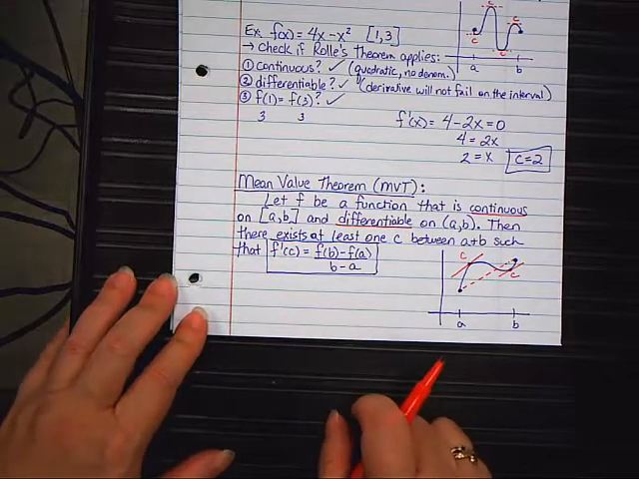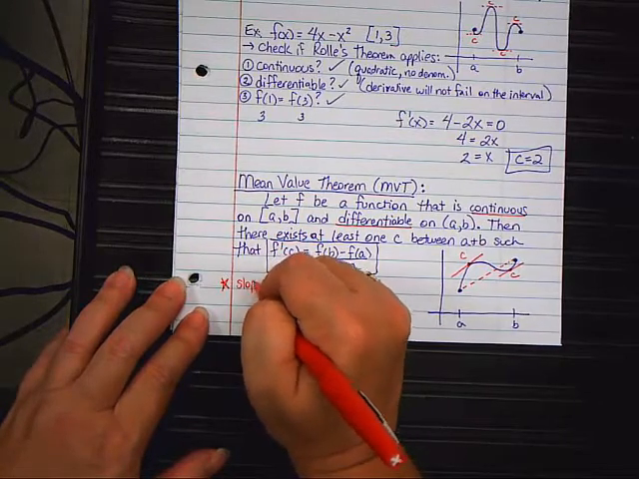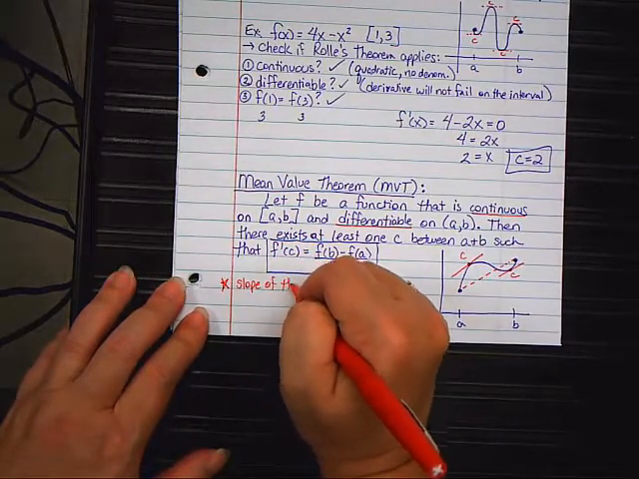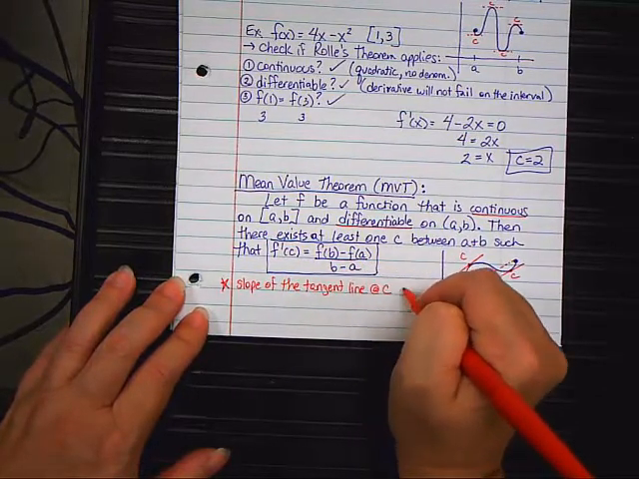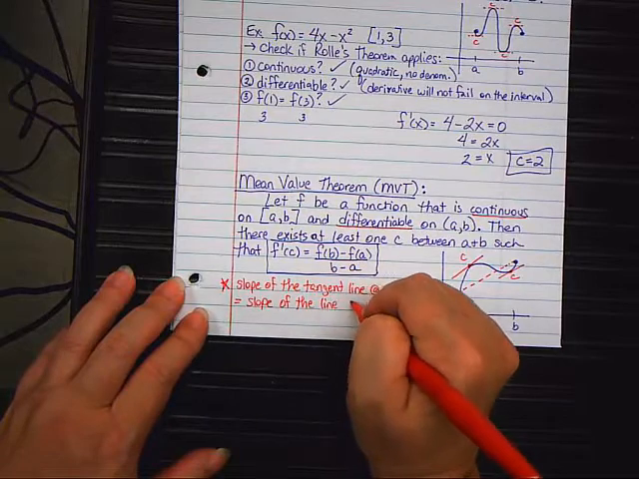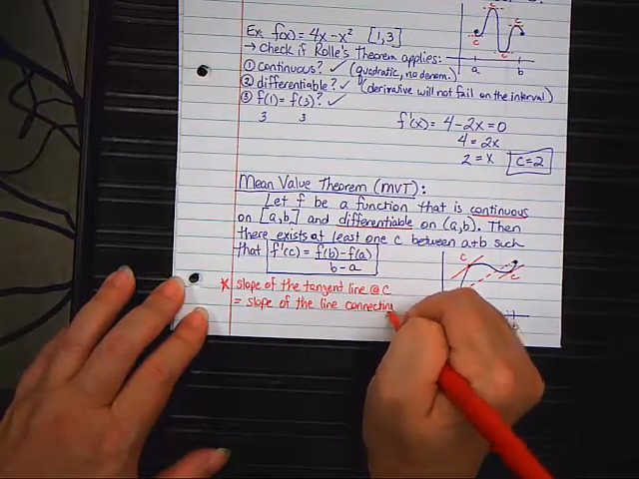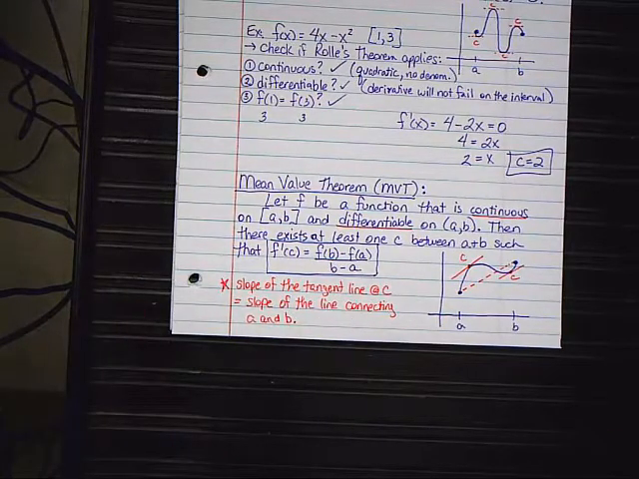Now let me write this in simple English so that when you come back to it in a week or so, you remember what it's saying. So, the slope of the tangent line at C is equal to the slope of the line connecting A and B. The slope of the tangent line at C is equal to the slope of the line connecting A and B. Does that make sense? Simple English?